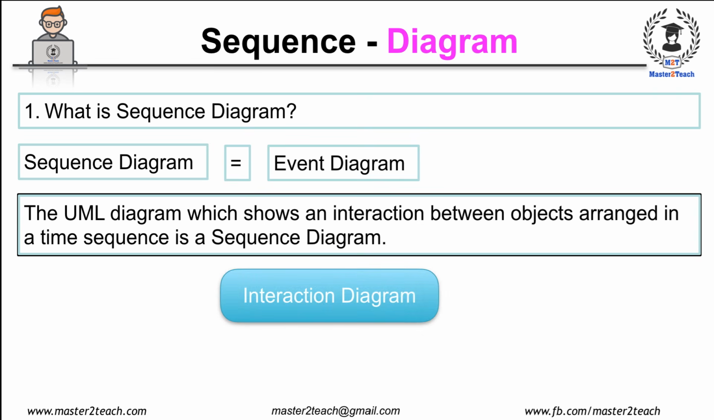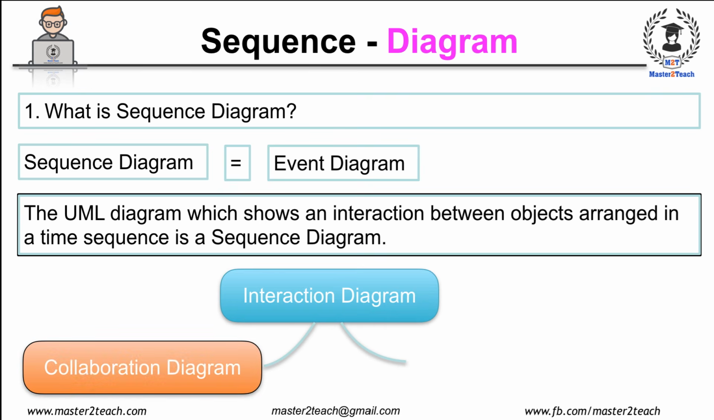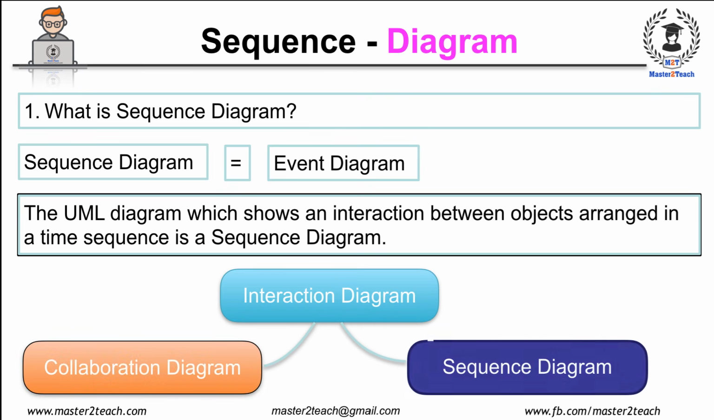As I have already mentioned in my previous video tutorial of communication diagram, sequence diagram and the communication diagram are the type of interaction diagram where it shows how objects of the classes communicate by sending and receiving messages. Also, I have already mentioned that these two diagrams, communication and sequence diagram, are isomorphic, which means you can convert one diagram into another diagram.